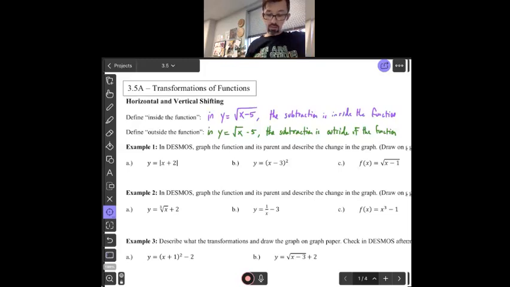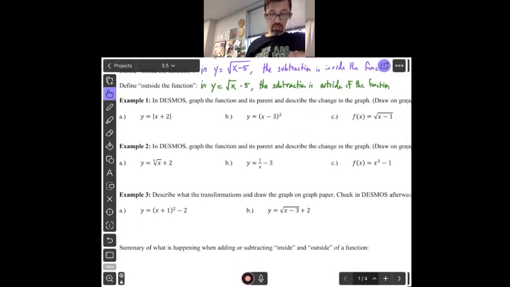So when the math happens before the function, again, the function here is the square rooting, that's defined as being inside. If it happens after the function, then it's defined as being outside. Okay? Or it can be kind of a more visual thing where we can see that it's under the radical versus not being under the radical. Okay? So inside versus outside.